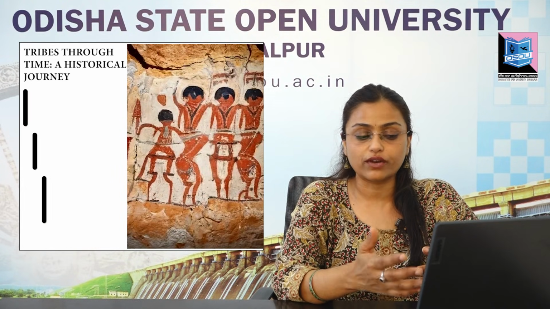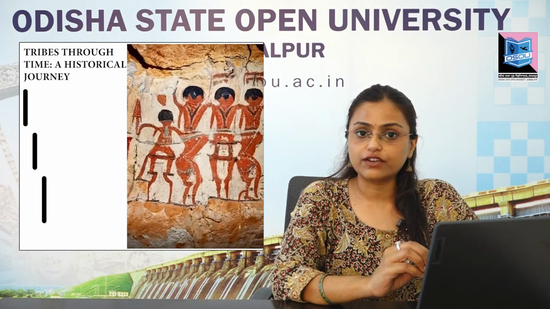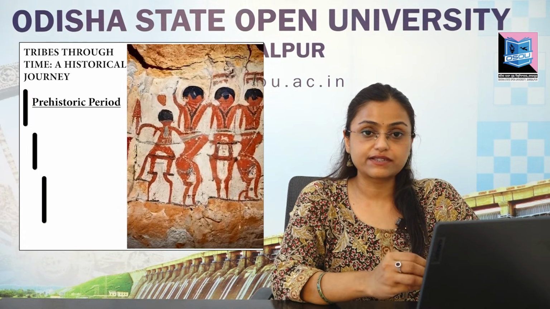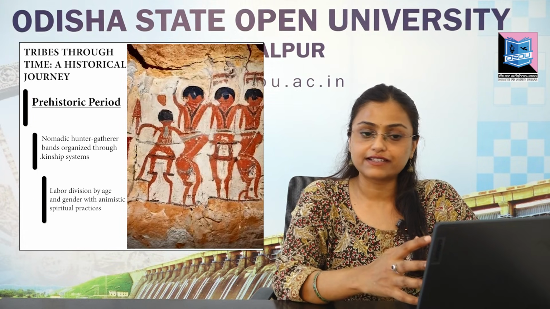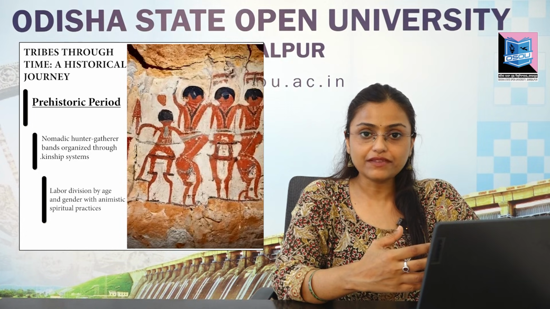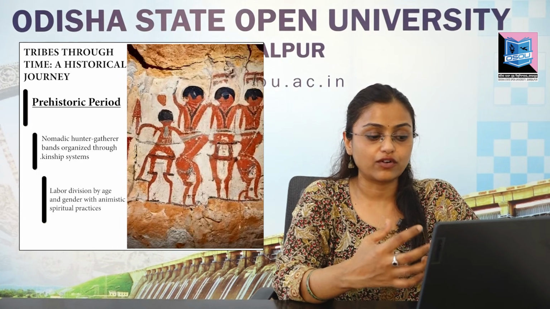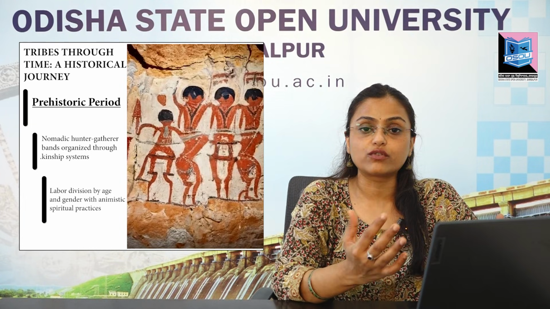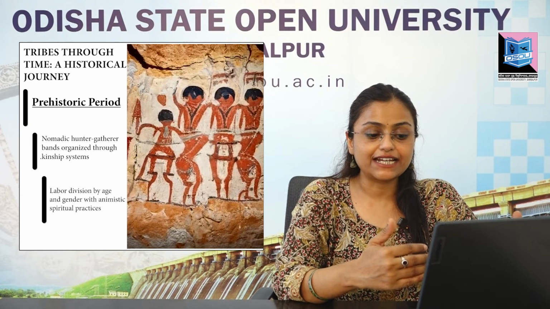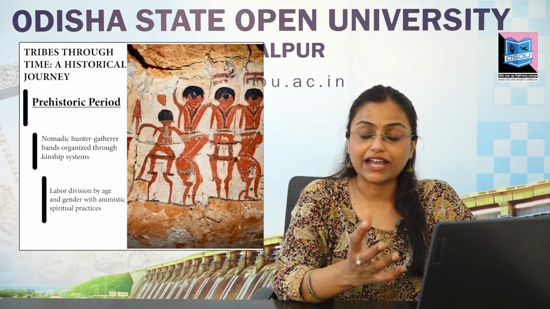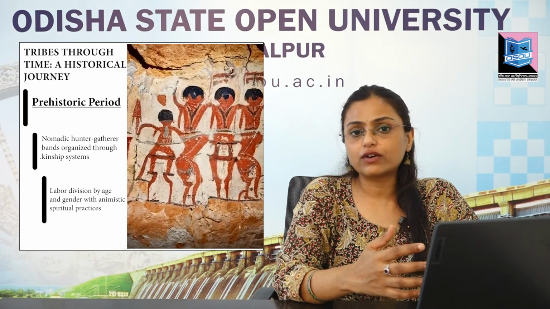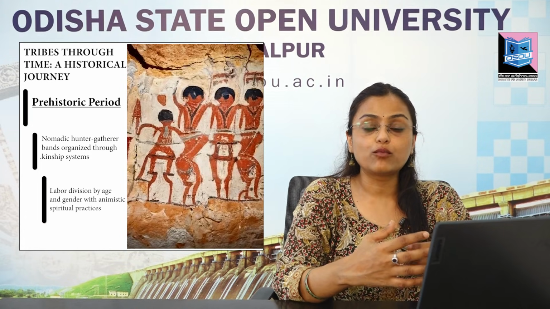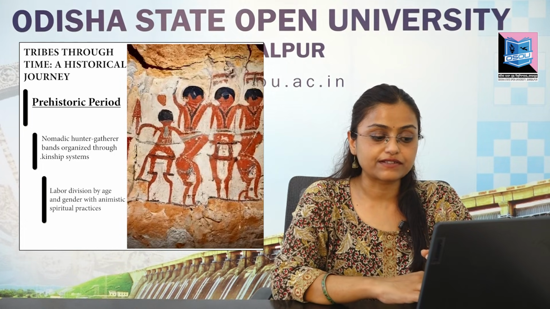Now, moving on to the historical evolution of tribes, we can say that tribes have evolved through different historical periods. First we will look into the prehistoric period. During the prehistoric period, tribes lived as hunters and gatherers, moving from one place to another, and they mostly relied on nature for their food and survival. Their social organization was mostly based on the kinship system, and tasks were divided according to age and gender. Their religious belief was mostly animistic, that is, they worshipped nature and spirits.